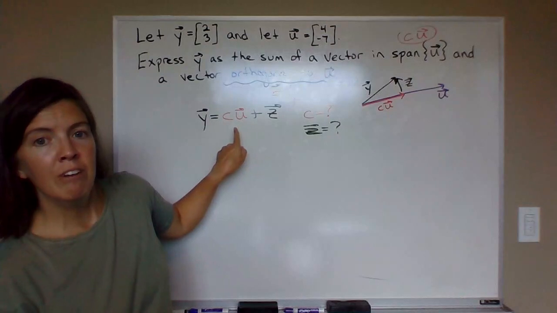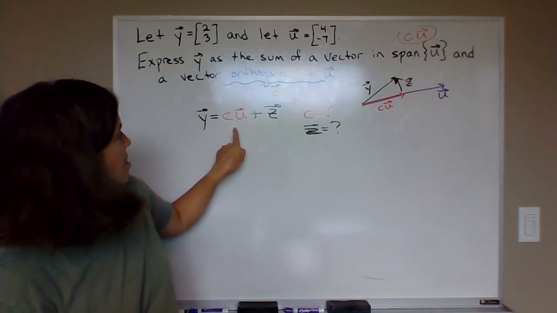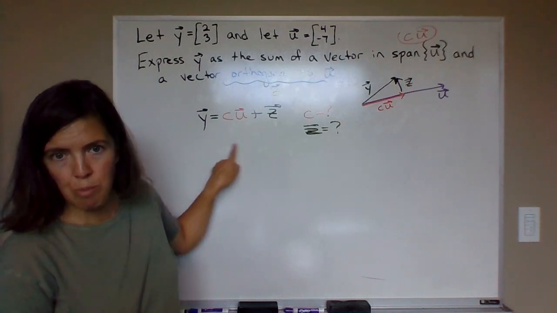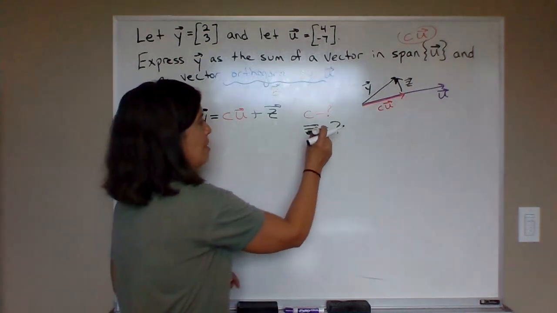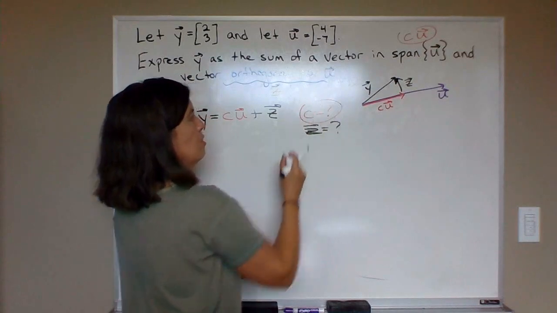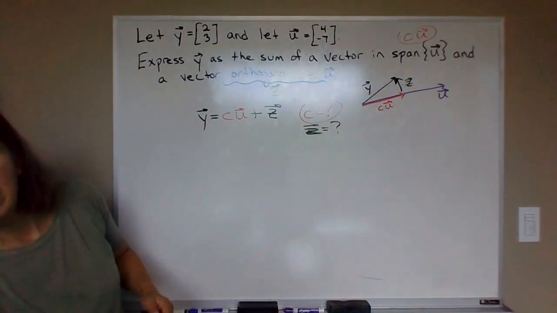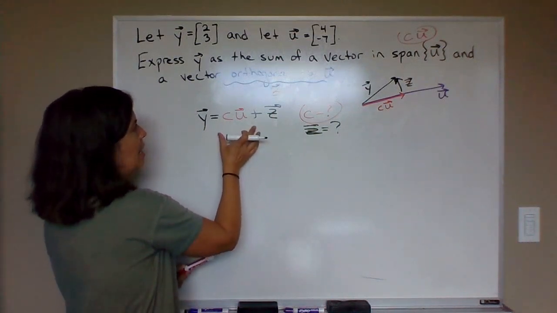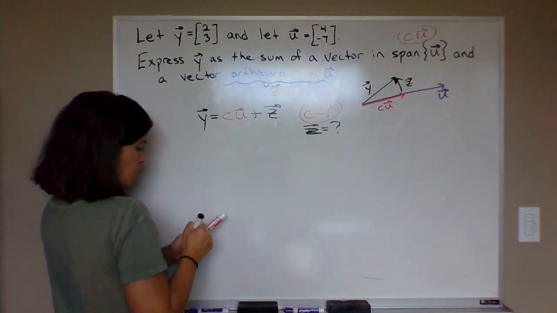Well, let me point out, if we can find c, then we'll know everything in this equation except for z, so then we could just subtract cu from both sides to solve for z. So we're going to find z second. I'm going to first focus on finding this scalar multiple c, and I'm sorry it's in that glare. Anyway, all right, so I'm going to take this equation.